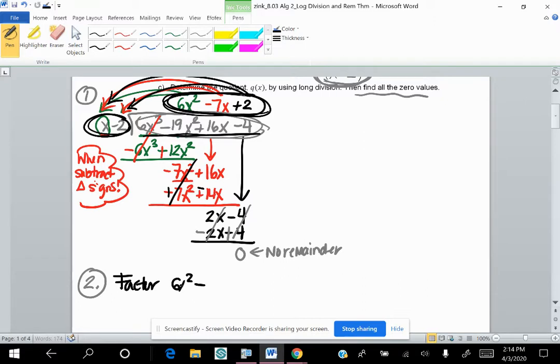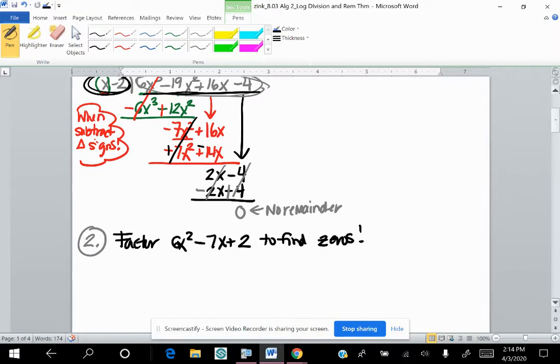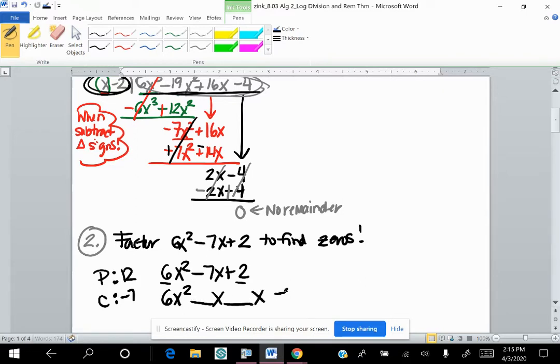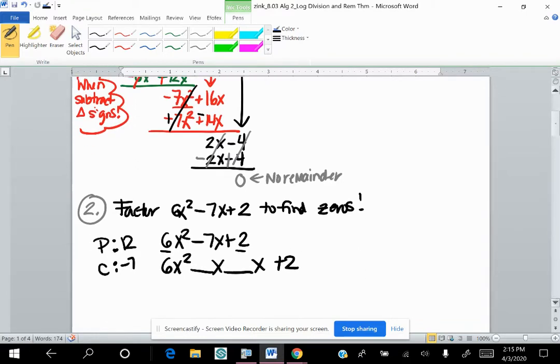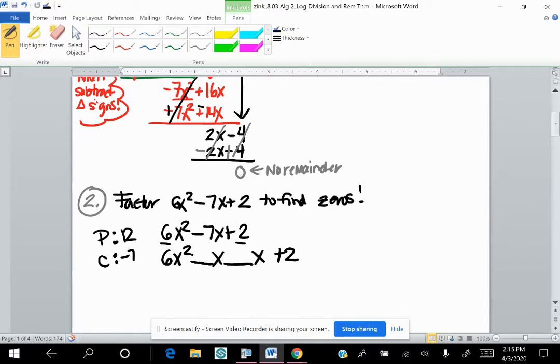So I'm going to factor 6x squared minus 7x plus 2 to find the zeros. So to do that, since there's a 6 in front of the x squared, I'm going to try p's and c's. So my p would be the product of my first and last term, so that's 12. C is my center term, which is negative 7. Write it out as 4 terms, blank x plus 2. And what multiplies to 12 and adds to negative 7? That's going to be negative 3 and negative 4.